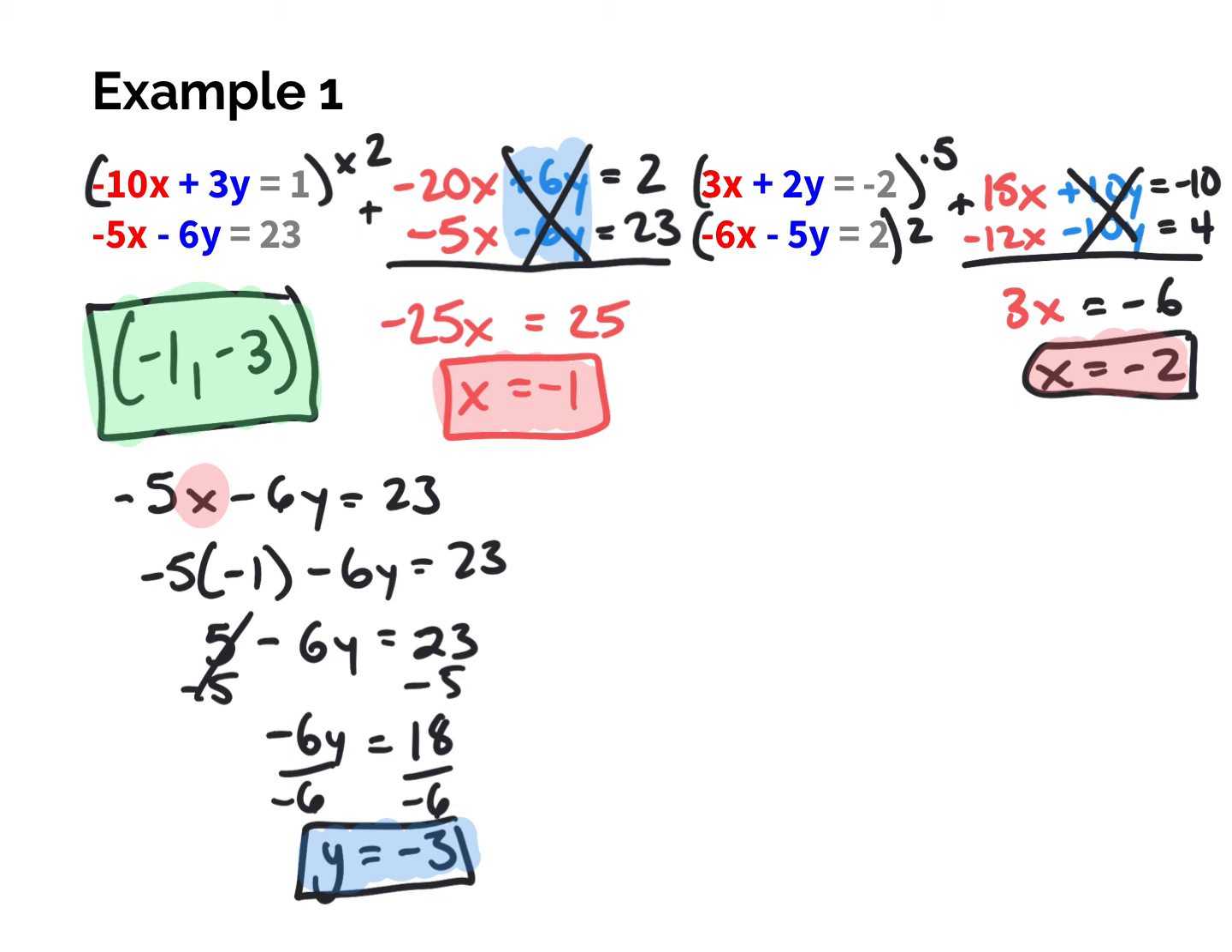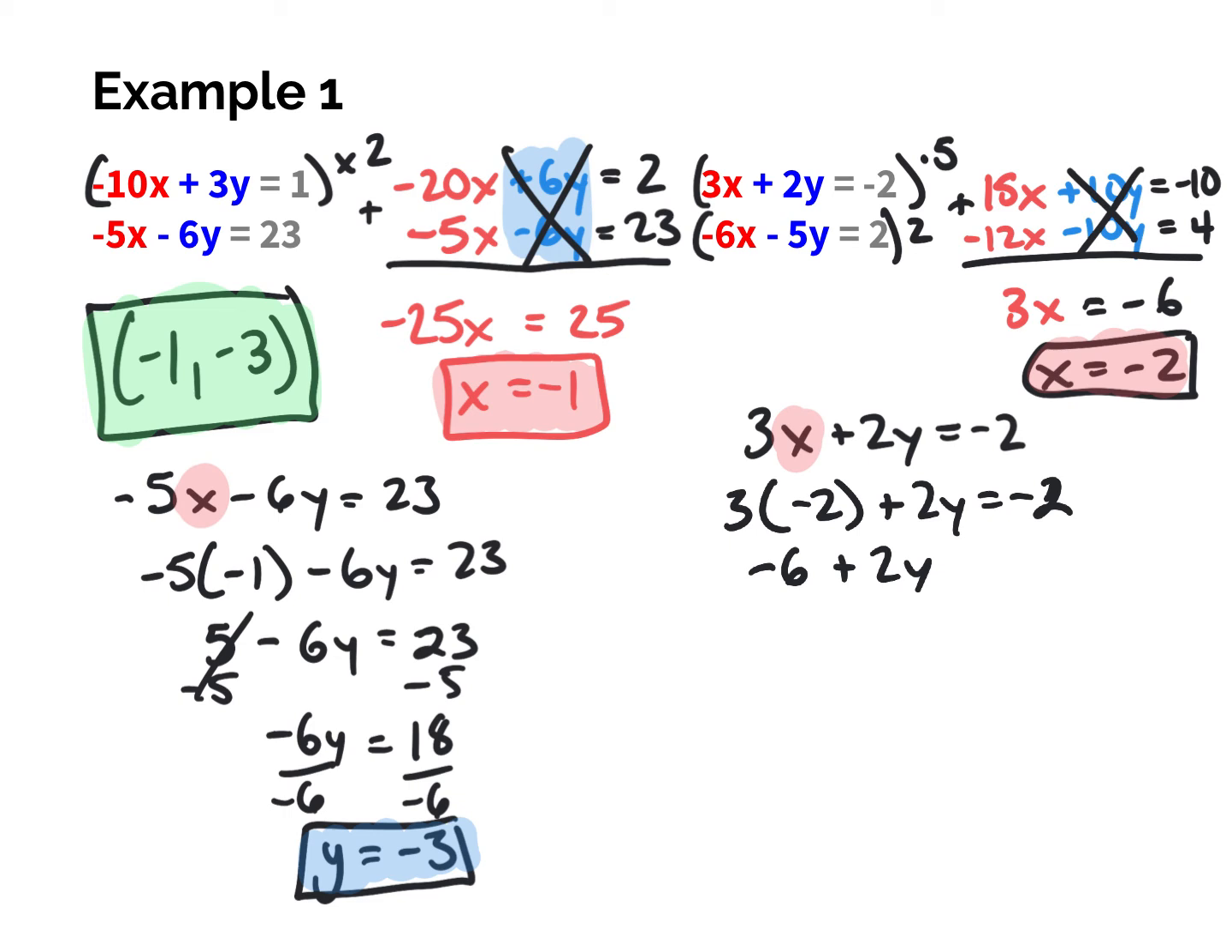But now that I know what x is, now I can solve for y by plugging it in. So I'm going to choose an equation. I'll choose the first one, 3x plus 2y equals -2. I'm going to take that value of x and plug it in where x goes. So it'd be 3 times -2 plus 2y equals -2. Then simplifying 3 and -2 would give me -6 plus 2y equals -2. I'm going to do my inverse operations. I'm going to add 6 to both sides, and I'd get 2y equals 4. Then lastly, divide both sides by 2, and I'll get y equals 2.